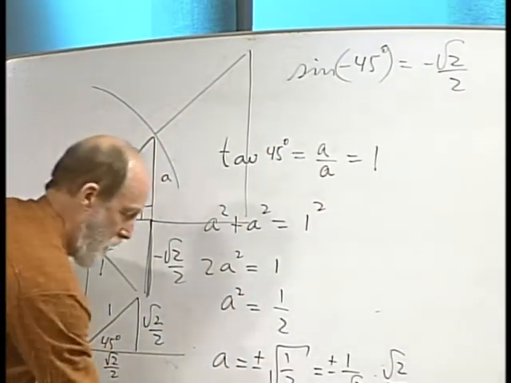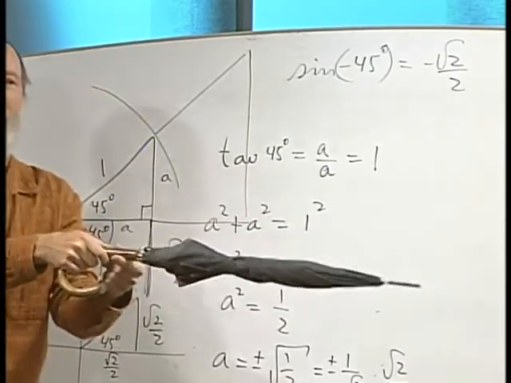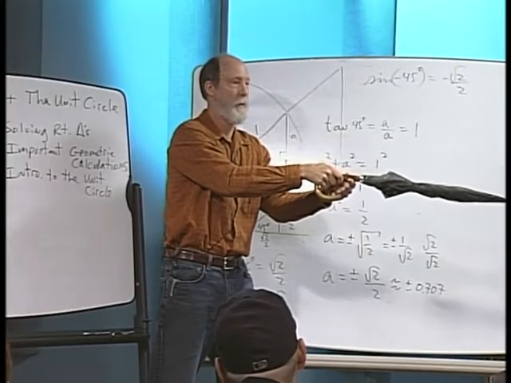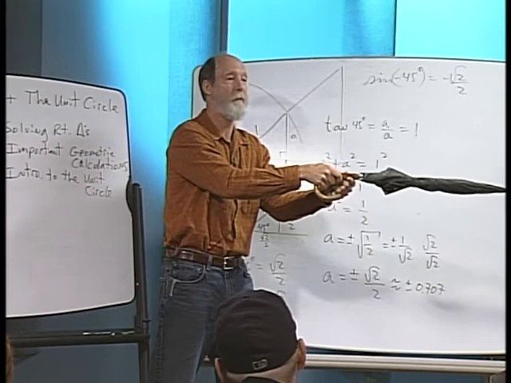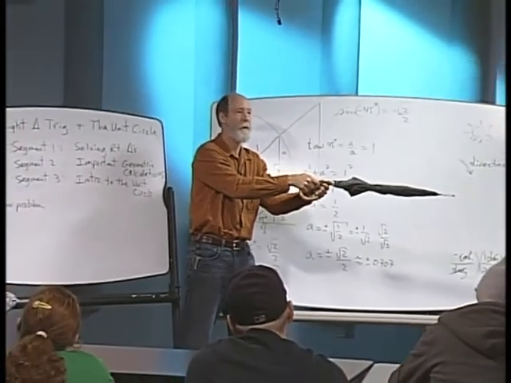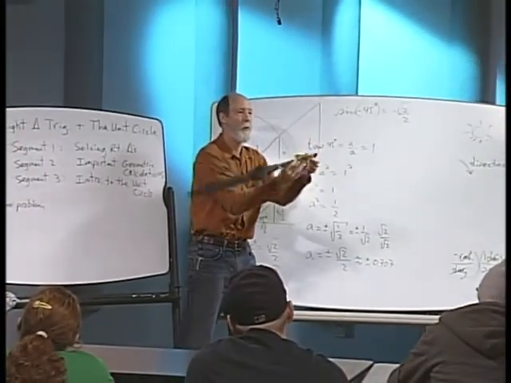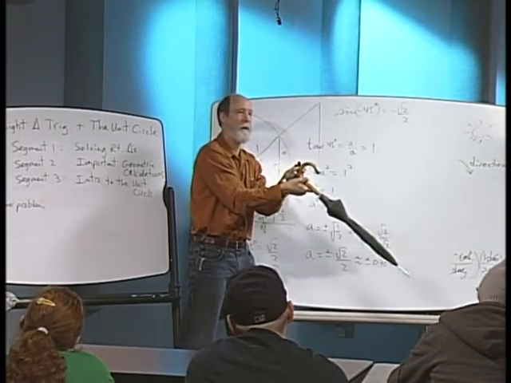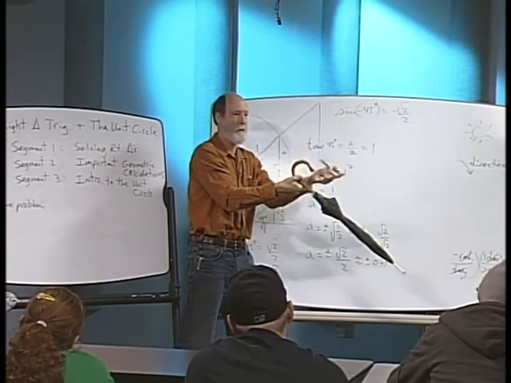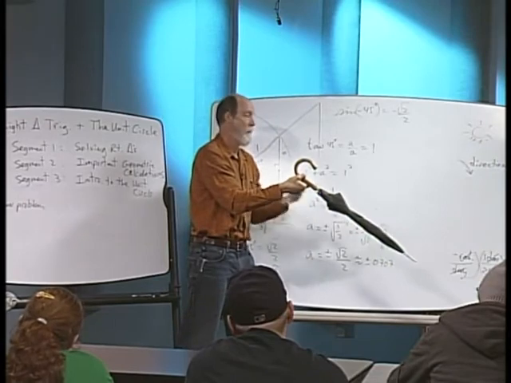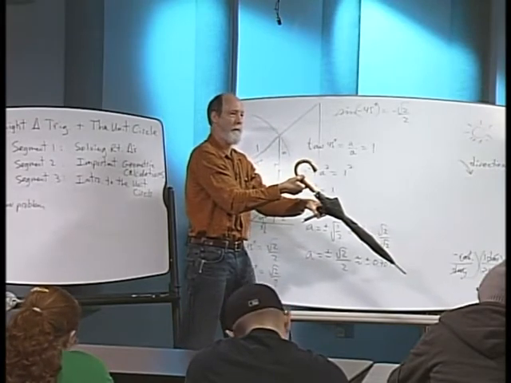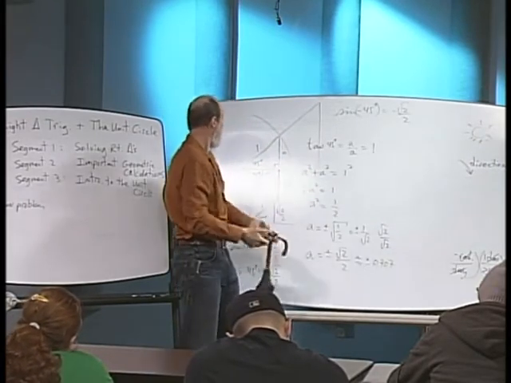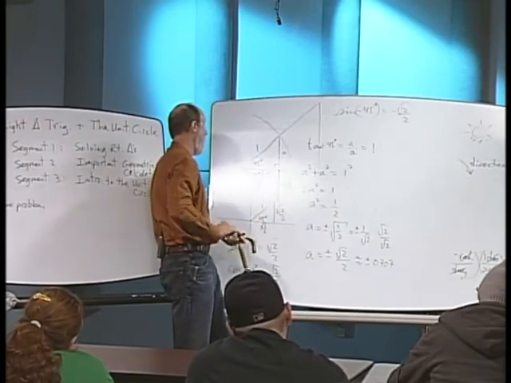So excited about using the umbrella. Let's do it. Watch this. 315 degrees, all the way around to right there. Right? All the way around to that same direction. So what would be the answer to the sine?